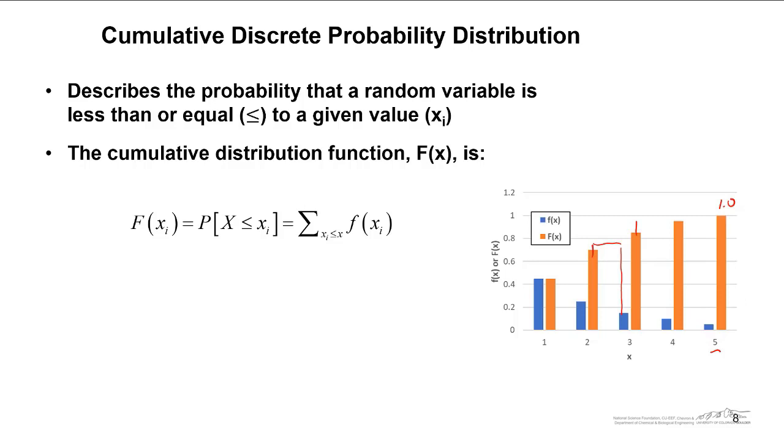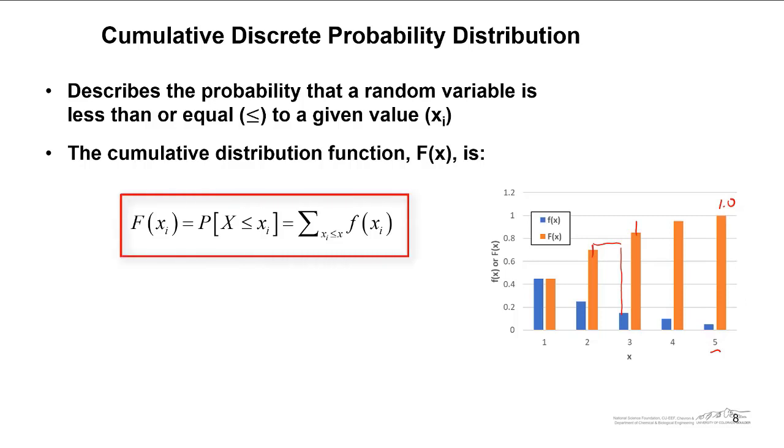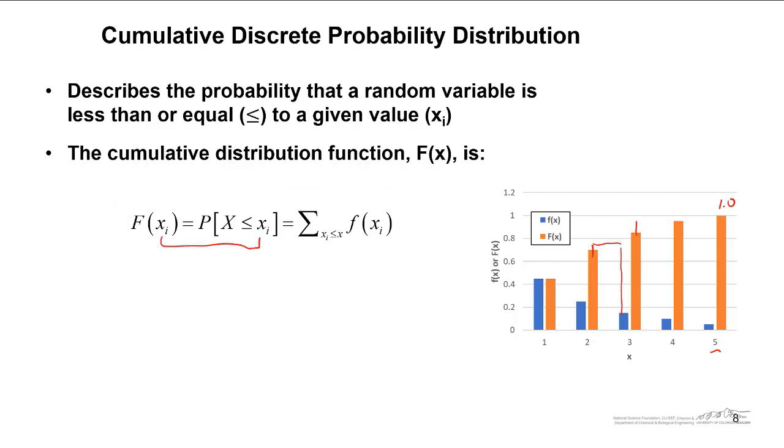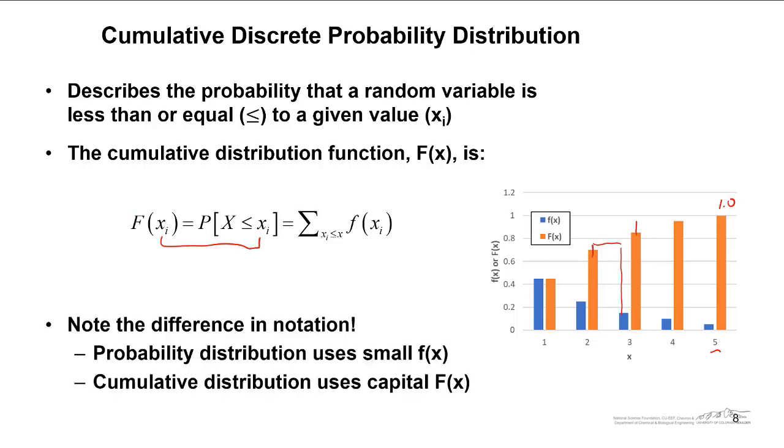So in fancy notation, big F of x is equal to the probability that the random variable is less than or equal to x of i. Those are the same there, so we can just sum these probabilities. So again, note the difference in notation. Probability distribution uses small f. Cumulative distribution uses capital F.